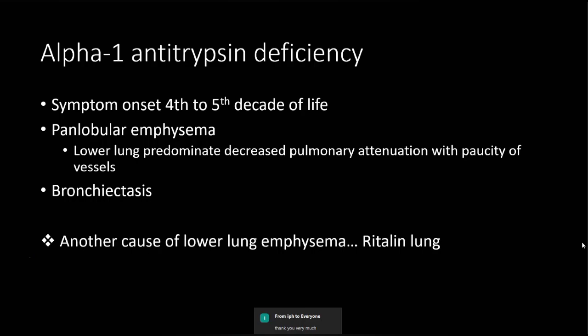Ritalin lung is basically seen in people who abuse methylphenidate, the stimulant drugs. They take the tablets, crush them, and inject themselves. The cellulose or binding material present in the tablet deposits in the lower lobes of the lungs and causes lower lung emphysema. That is a very common cause of lower lung emphysema. It's called Ritalin lung. It's a very common question asked. I was asked, and at that time I didn't know that.